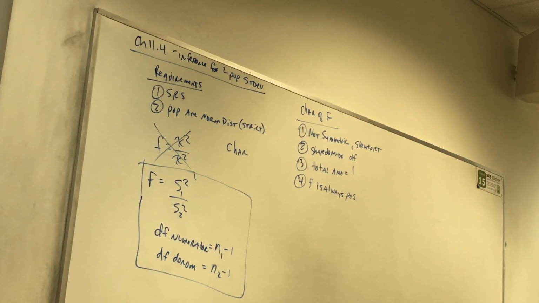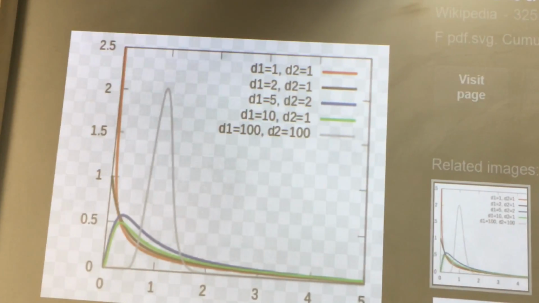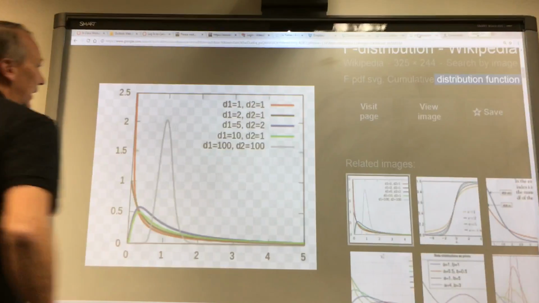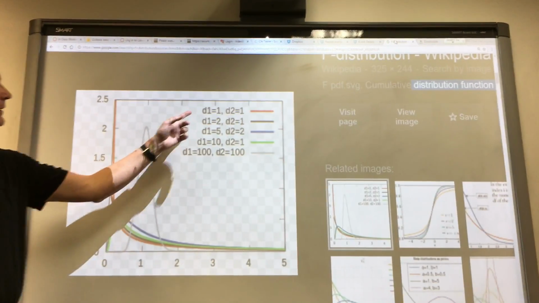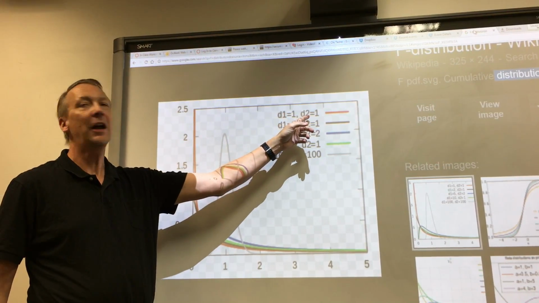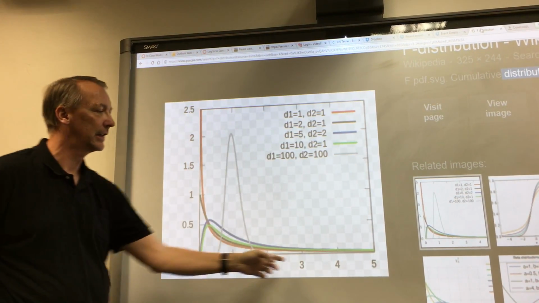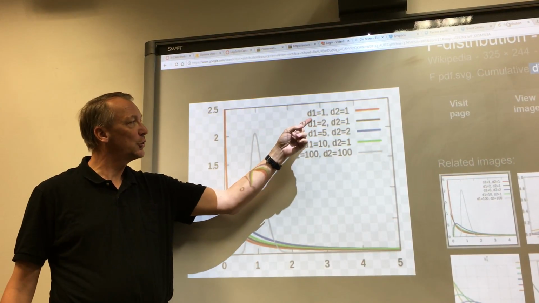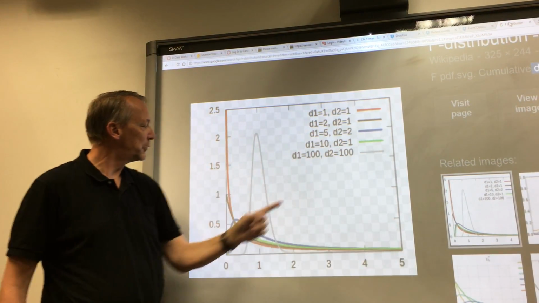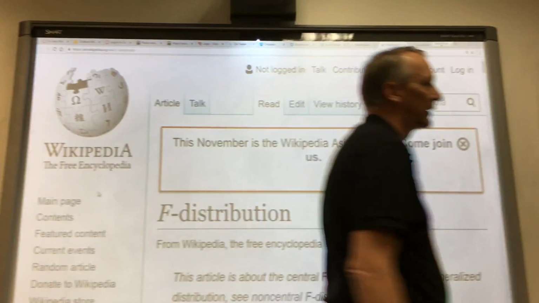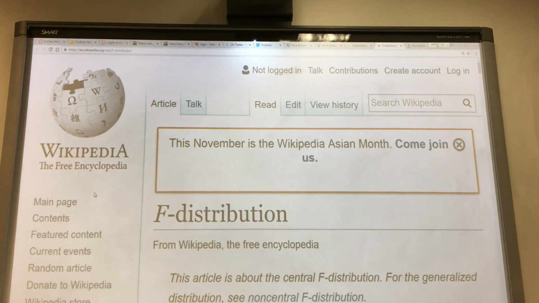All right, so let's look at the F distribution for a minute here. These are various curves. The degrees of freedom in the numerator is 1, degrees of freedom in the denominator is 1, that's the red line, it looks like that. Degrees of freedom in the numerator is 2, degrees of freedom in the denominator is 1, it starts here, and that's the black line.